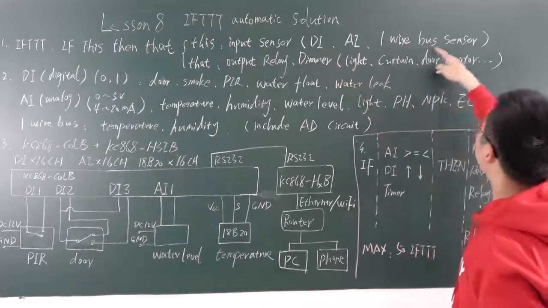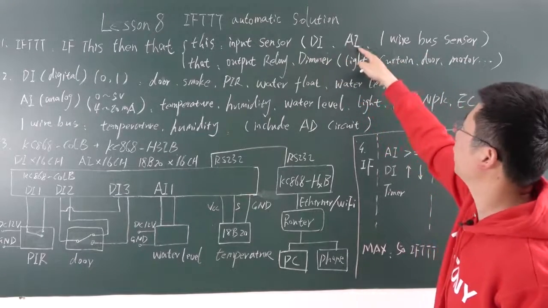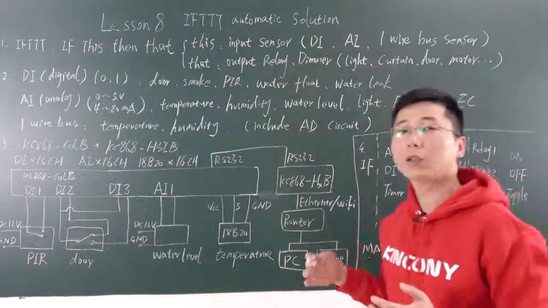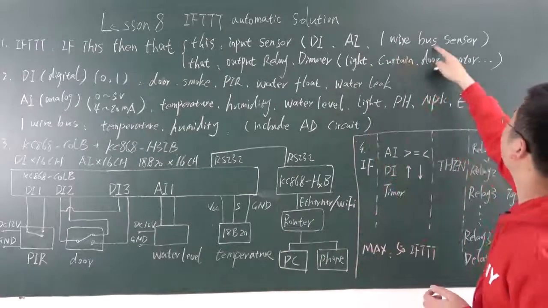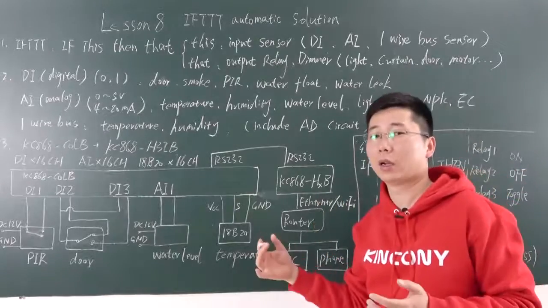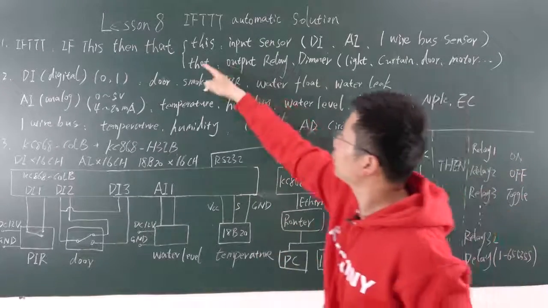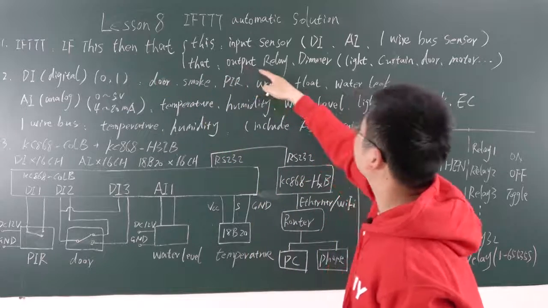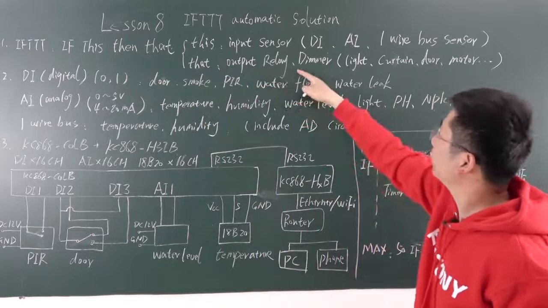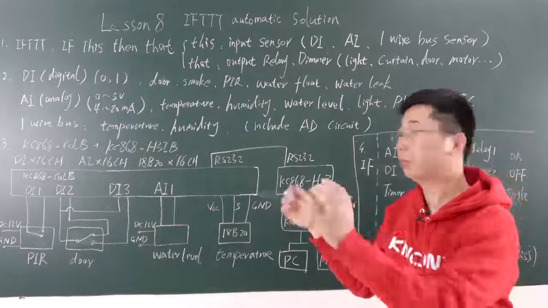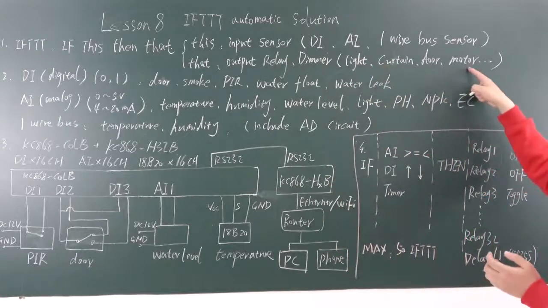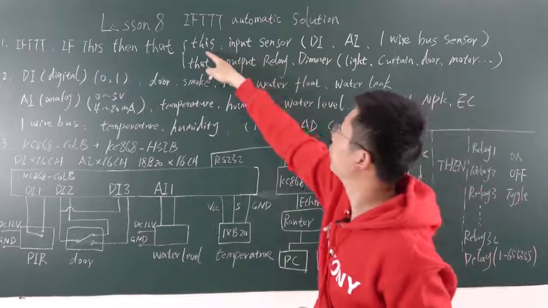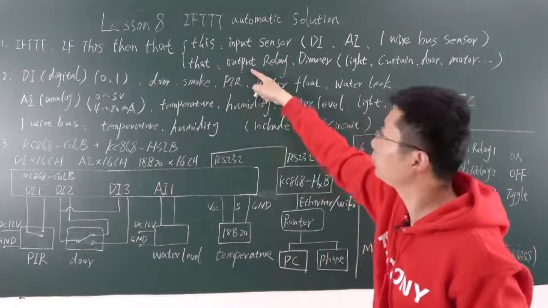Usually we use these kinds of sensors: DI, AI. DI means digital input, AI means analog input, and there is also the one-wire bus sensor, a digital sensor I will tell you about later. And "that" is the output. We have used the relay or the dimmer to control the lamp, curtain, door, or motor. This is for input and this is for output.